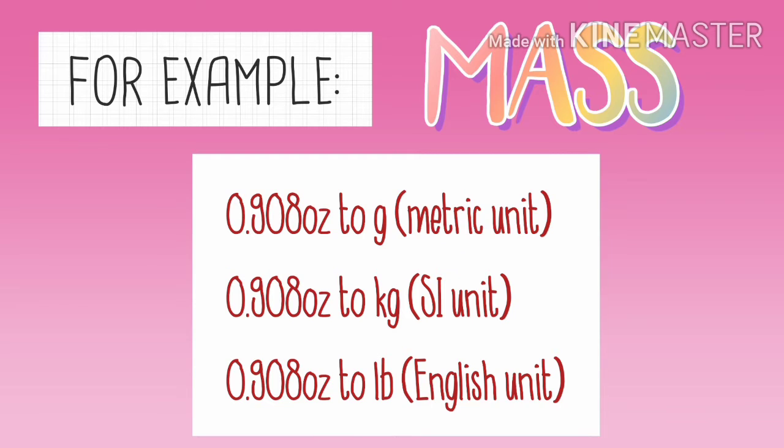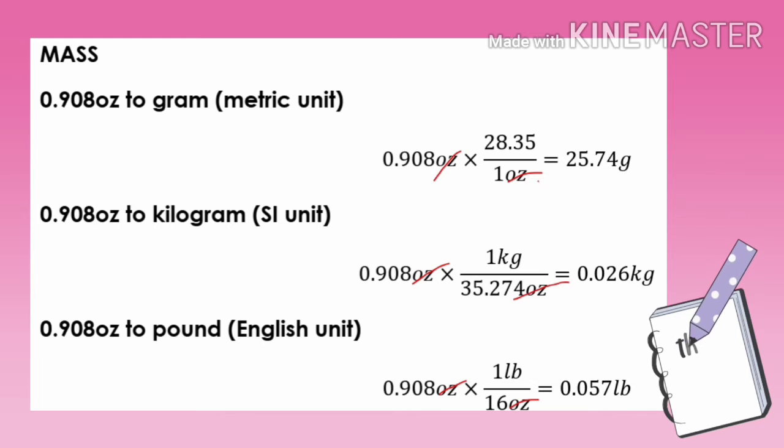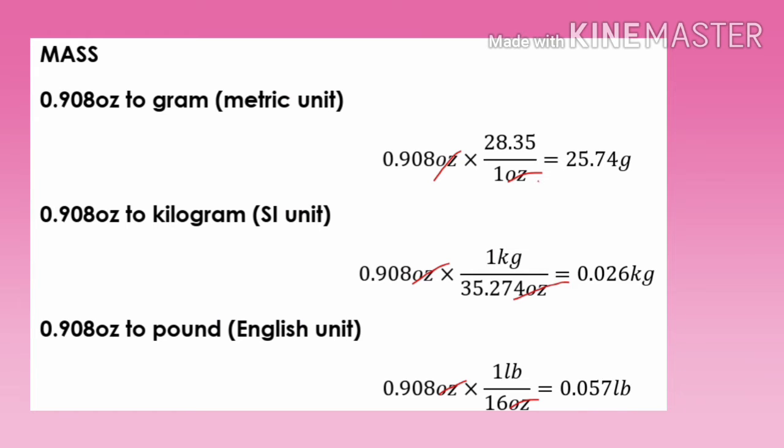To apply the step-by-step procedure, I have here an example. Right here, we have to convert 0.908 ounce to gram, kilogram, and pound. Always make sure that the denominator has the same unit as the original measurement to cancel the unit of the sample measurement and get the unit that you desire. As you can see here, I have canceled the ounce, like the step I did. I hope that the two of us get the same answers.